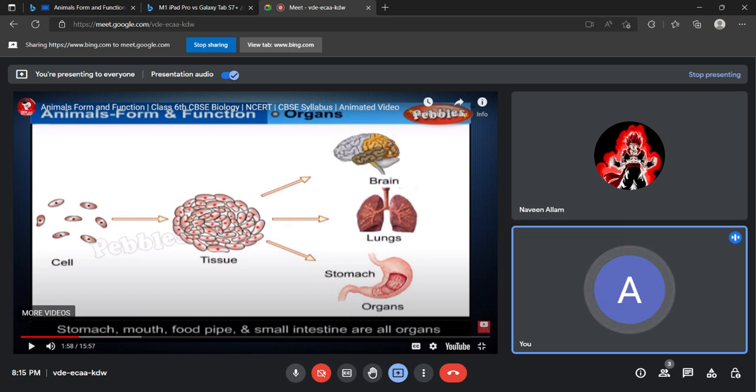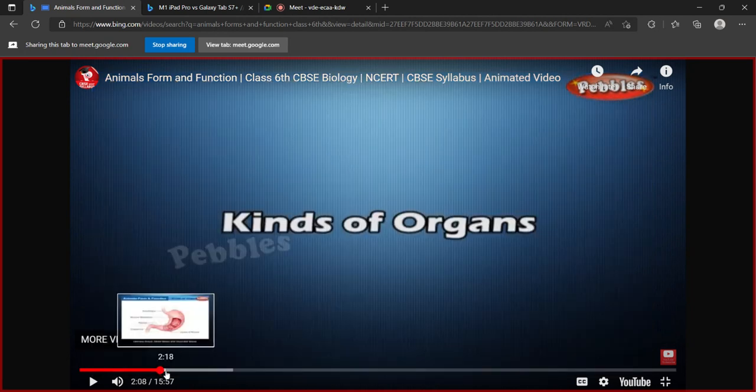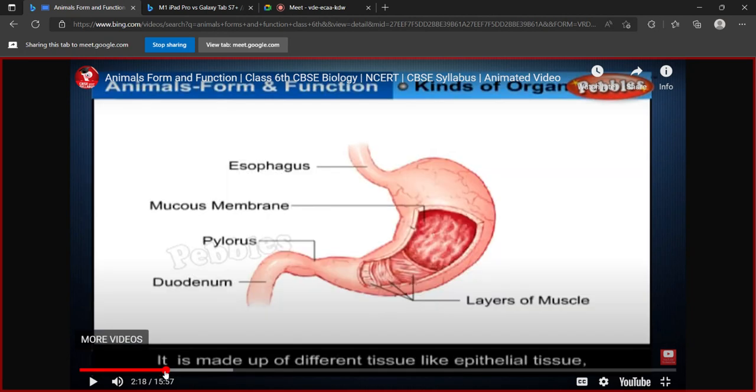Now for example, here in the video we have taken the example of stomach. What is the function of stomach? Tell me. To basically get rid of any bad acids. No, basically... I know what it does, but I can't really explain it.